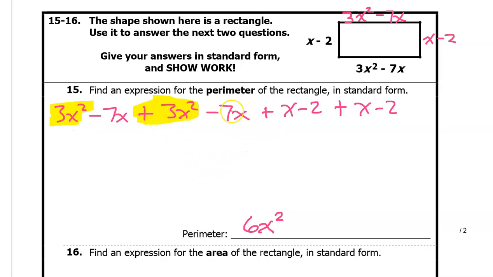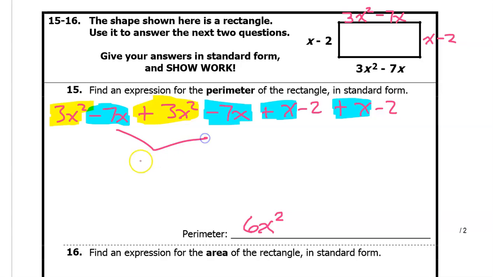Okay, so what's next? X terms. I have negative 7x. I have another negative 7x. I have a positive x and another positive x. All four of these are like terms. Negative 7 plus negative 7, that's negative 14. But then I have plus 1.